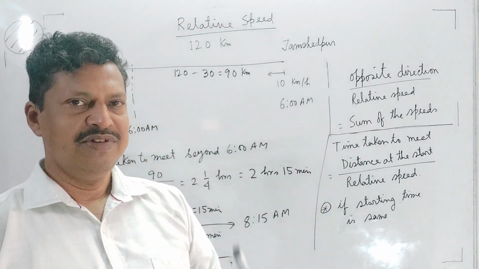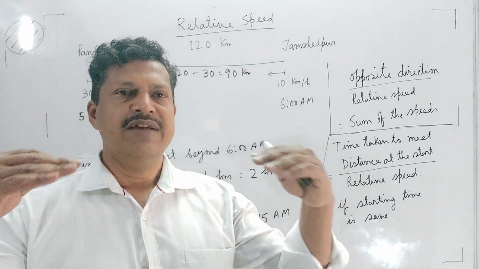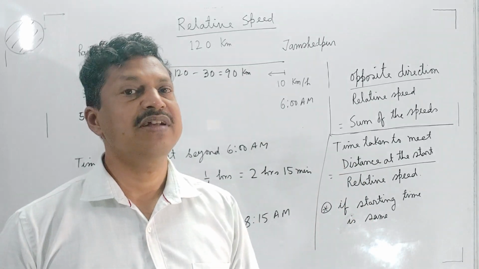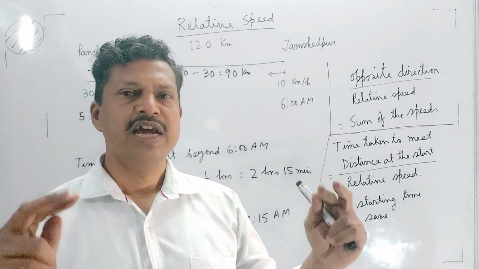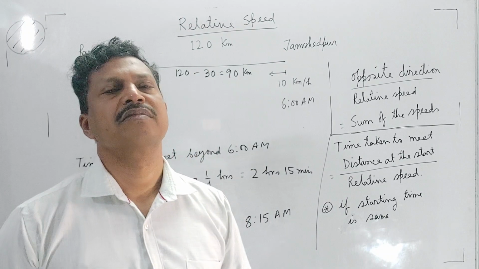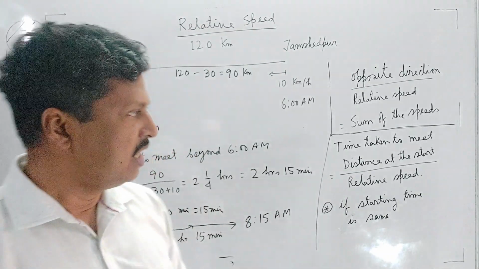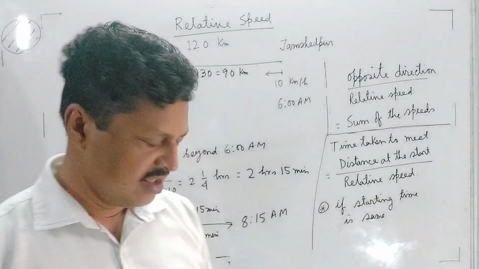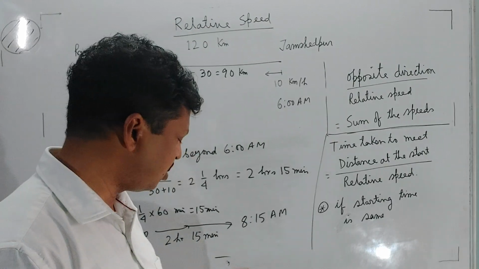Okay. So we have learned these two things, which talk about if the starting time is same, and if the starting time is not same. And now the first thing we have learned is if both the cars are moving in the opposite direction, relative speed is the sum of their speeds. Now let's talk about if both the cars are running in the same direction.